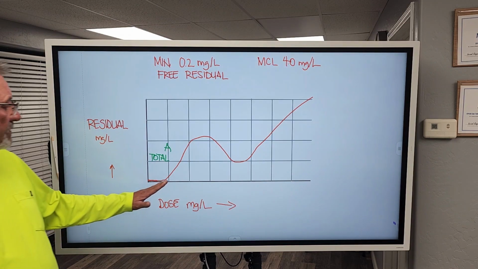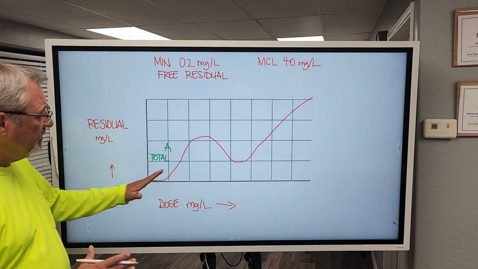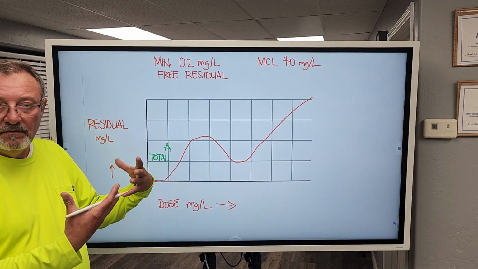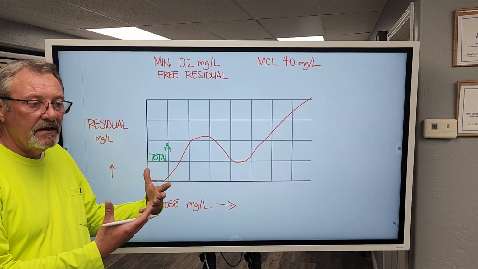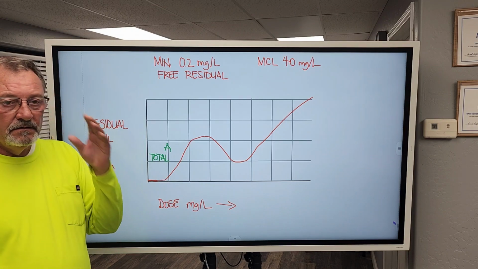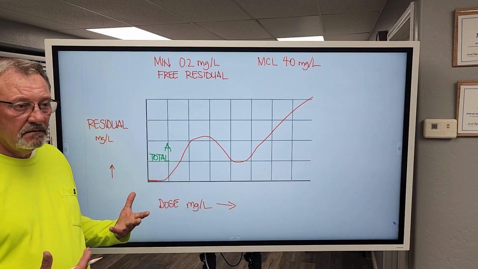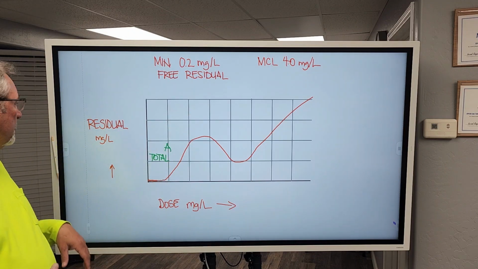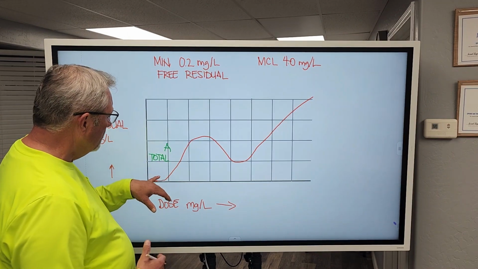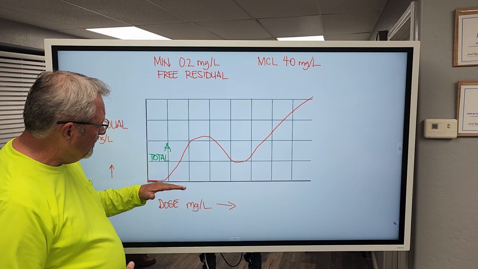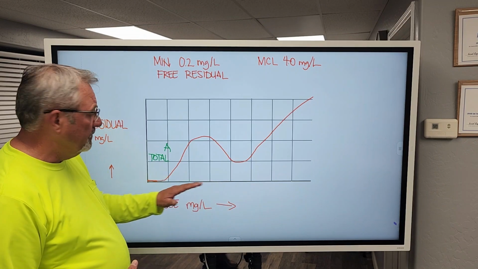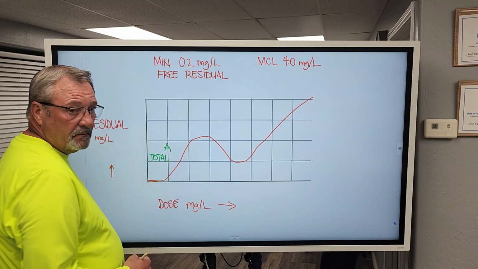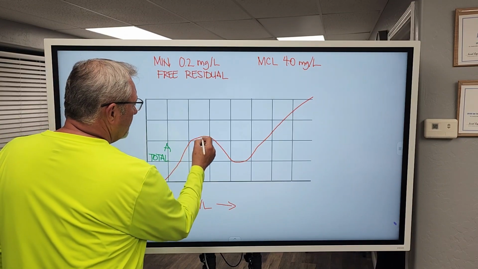What's happening here is chlorine, as we increase the dose, chlorine is reacting with the ammonia, those organic compounds in the water, to form chloramines. Those are the combined chlorines that we were talking about. Okay, so as we increase the dose over time and we measure the residual, we're going to see that residual climb. It's going to climb up to this point right here, the peak.